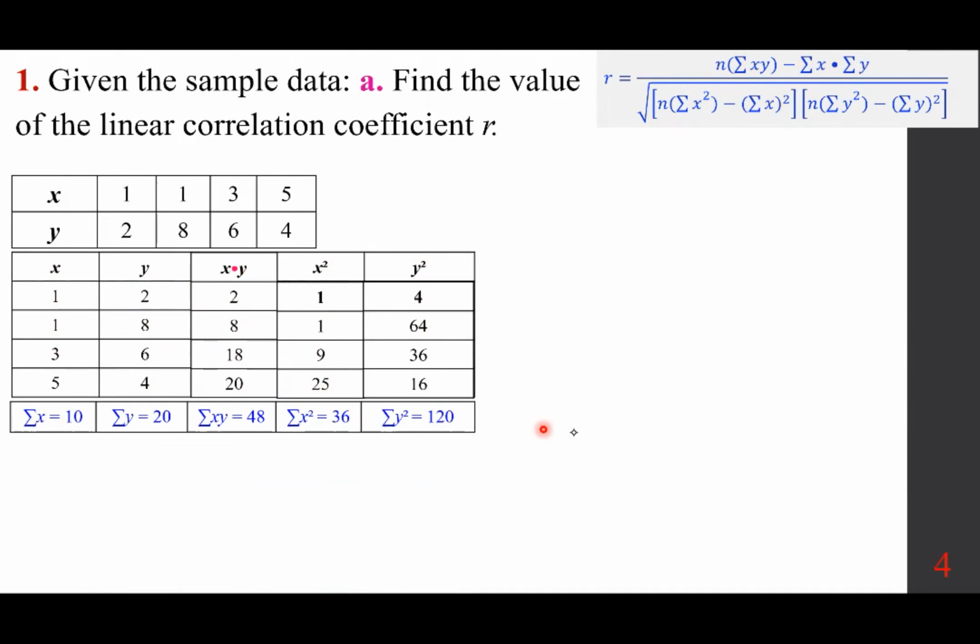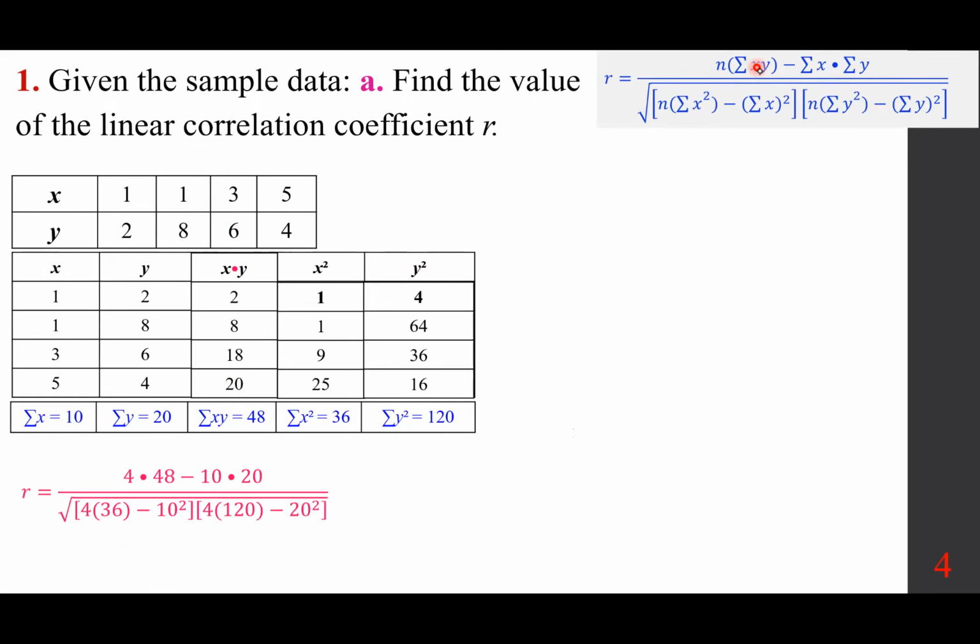Again, showing you all the steps. Now, the next one is to use this formula and plug in. N, we have 1, 2, 3, 4 pieces of data, 4 pairs. So N is 4, plug in, see what you get.